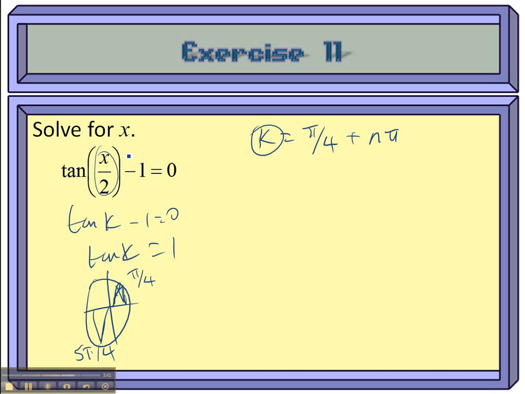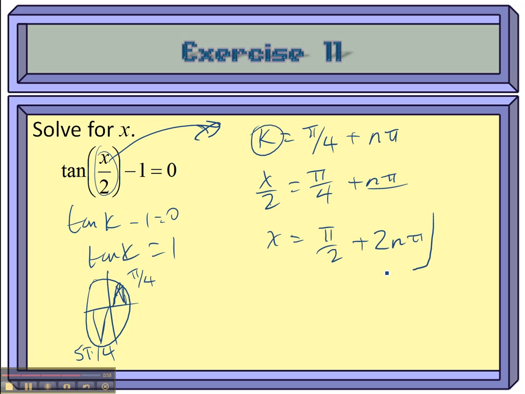Not really k now, is it? It's supposed to be x over 2. This time, to get rid of the 2, I'm going to multiply both sides by 2. So x should be equal to pi over 2 plus, when I multiply this by 2, I get 2n pi. There's the whole set of general solutions.